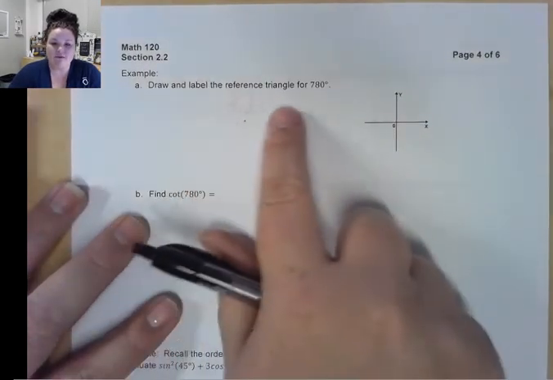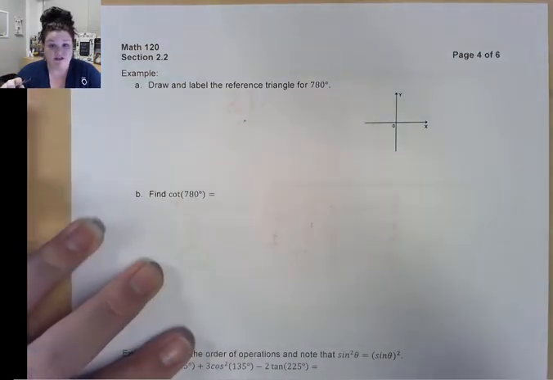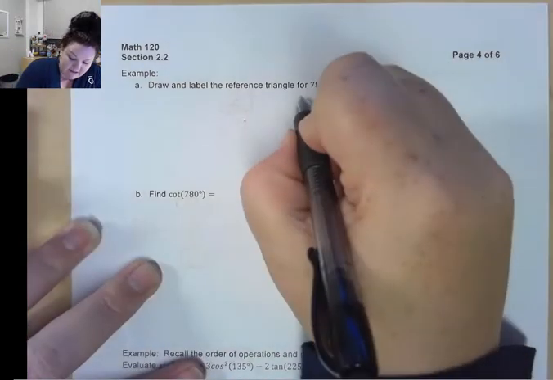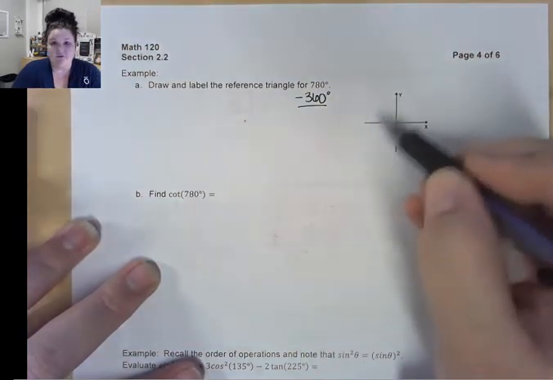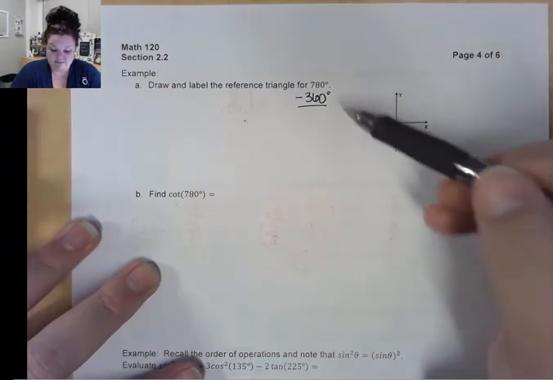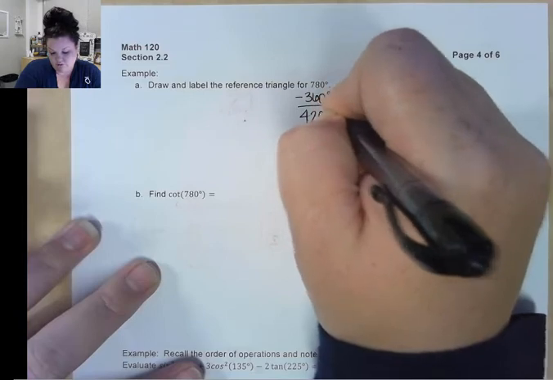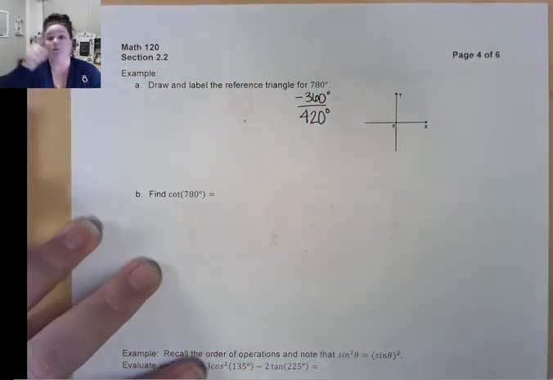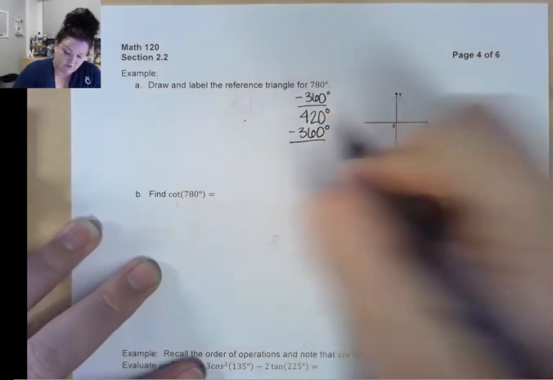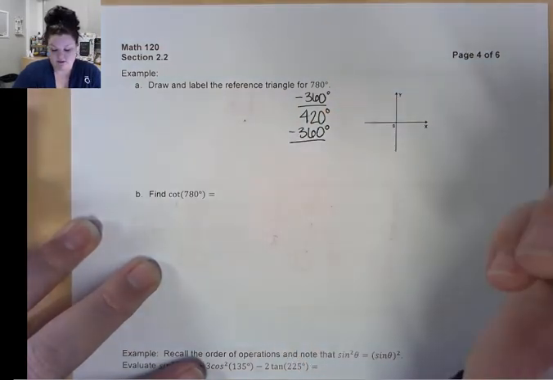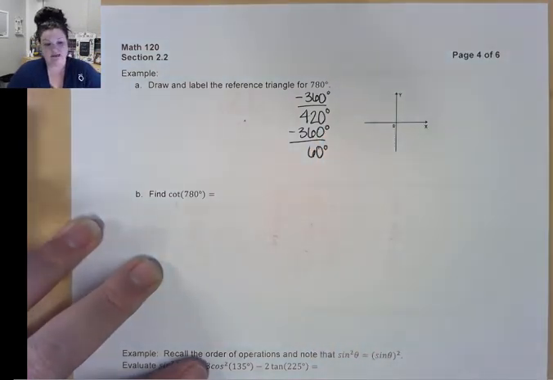this one says, draw and label the reference triangle for 780. Now 780 is more than one rotation. So I'm going to go ahead and subtract 360 degrees to try and get it down to something that's within one rotation. So if I subtract 360 degrees, that's going to leave me with 420 degrees, which is still more than one rotation. So I'm going to subtract another 360 degrees, which leaves me with 60 degrees. Yay, that worked out nice.